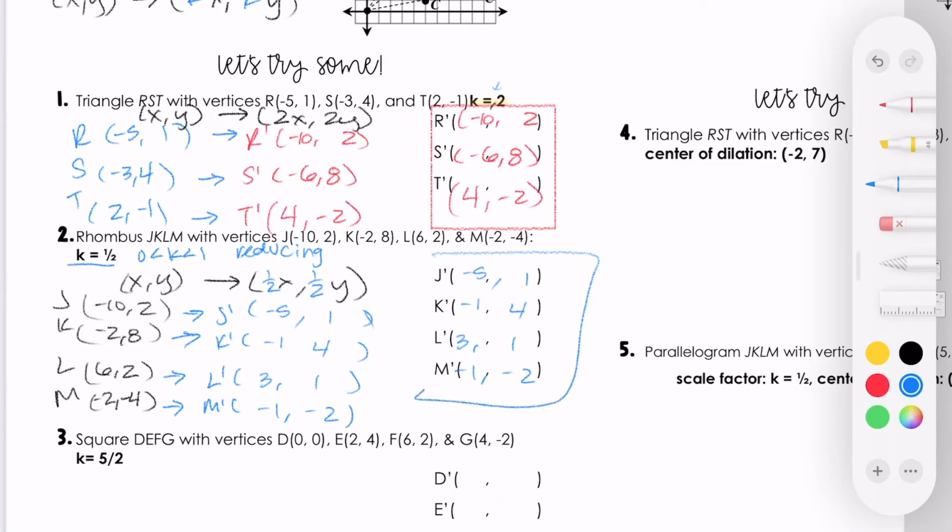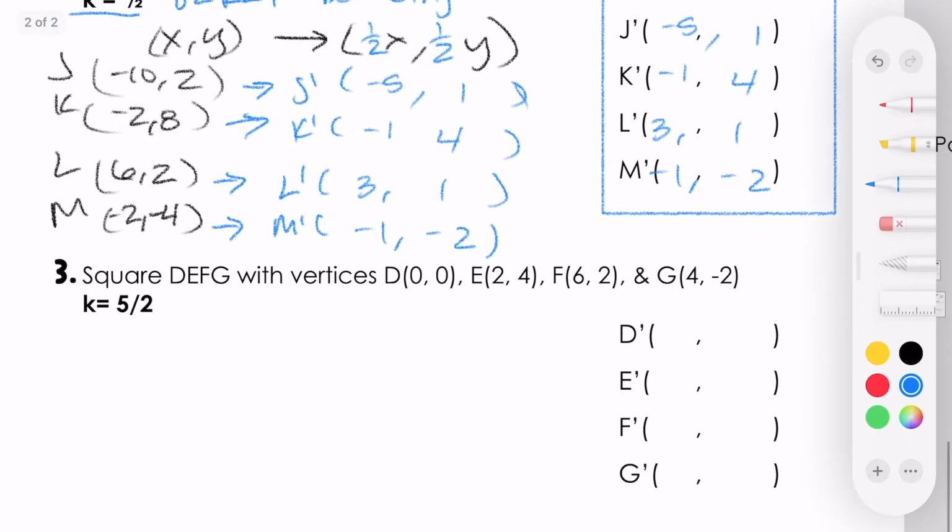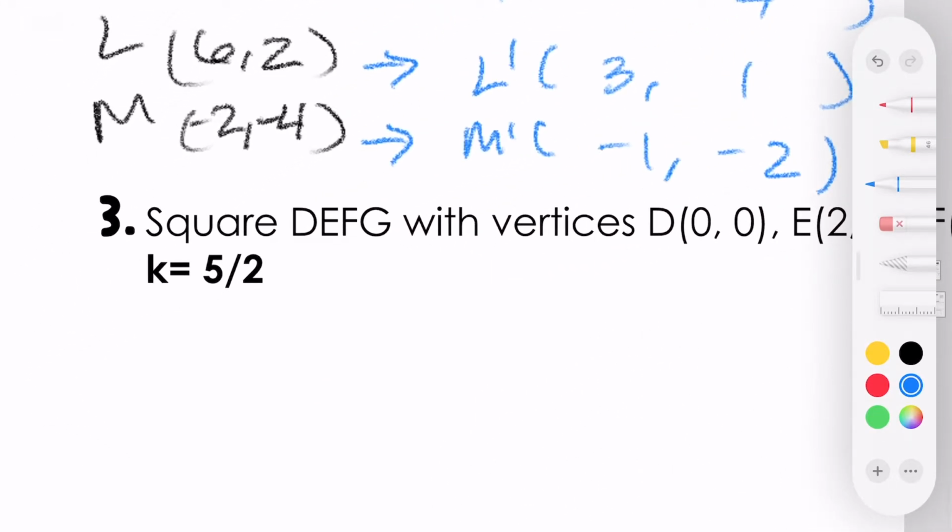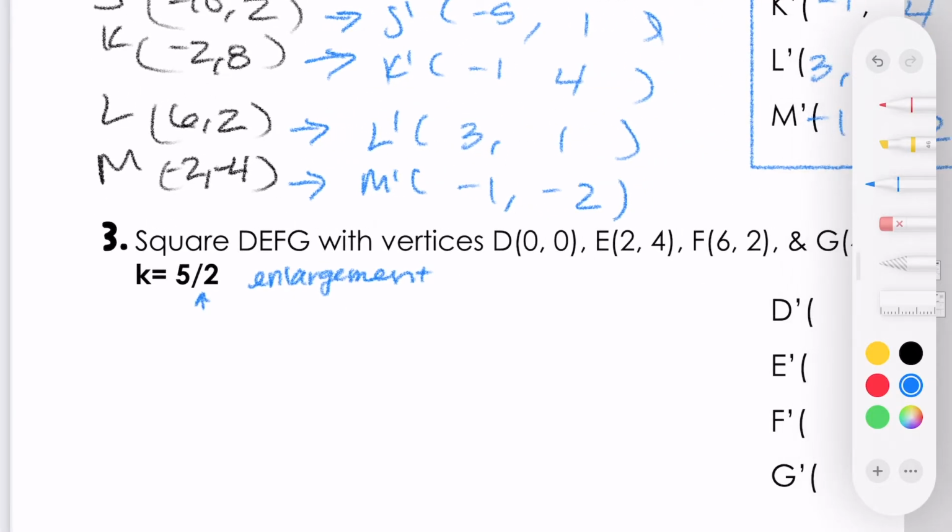So put a box around it, and as you're looking at number 3, you'll notice, oh, it's a fraction, and if you're automatically assuming it's a reduction, that's how they get you. 5 halves is more than 1, which means it's going to be an enlargement. All right, I am going to do d prime and e prime with you. You will have to finish the rest of this square. So go ahead and write your original points.